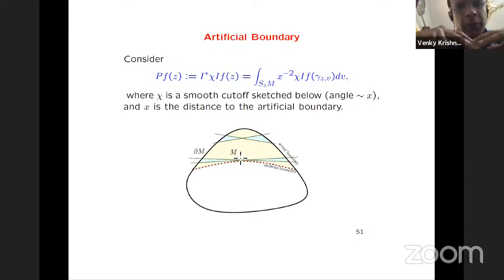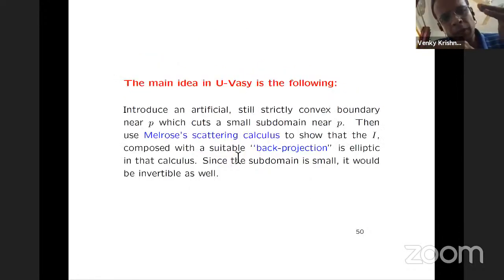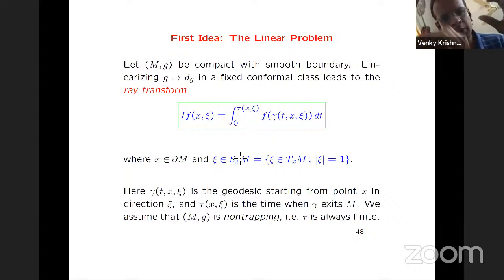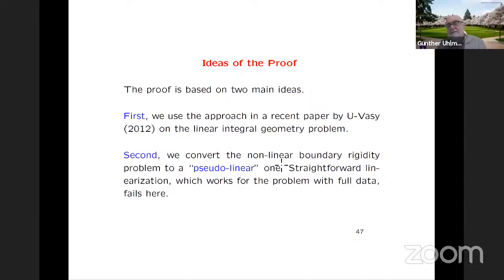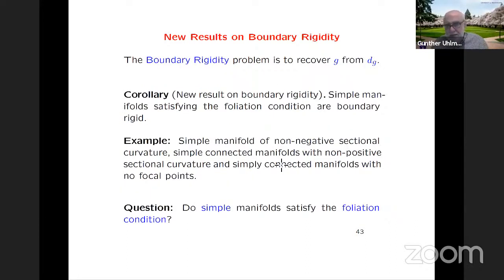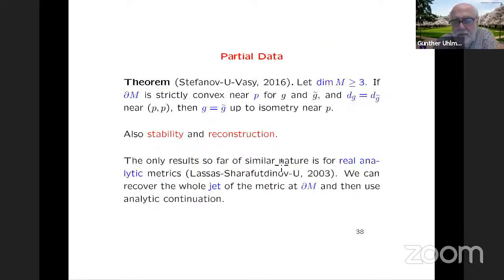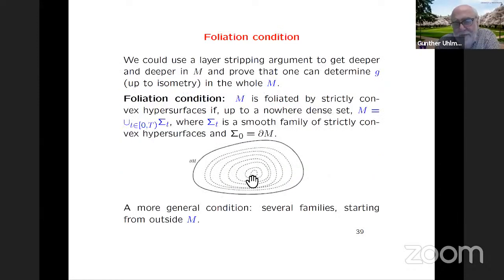And the third question is about the convex foliation condition. You mentioned this layer stripping type of algorithm, but what prevents the annular region from shrinking to 0 before you actually reach the center? Well, you have to prove that. This is part of the proof that you can keep going, so that, except for a point, you can get everything.